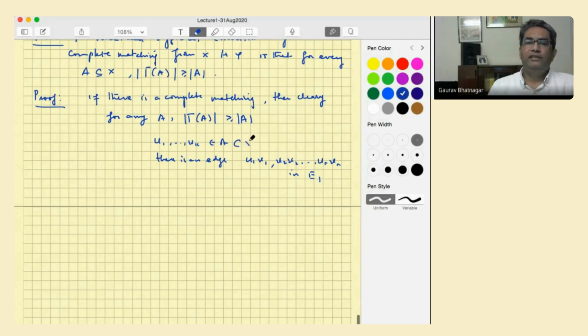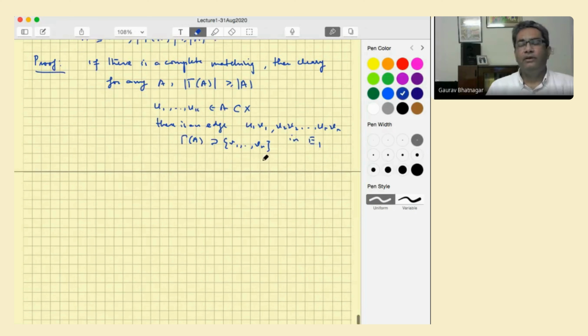This is part of X. So of course, gamma of A contains V1 to VK at the very least. Gamma of A is all the vertices which are incident with A, so it contains all of them in any case. So this side is easy. This side is okay.